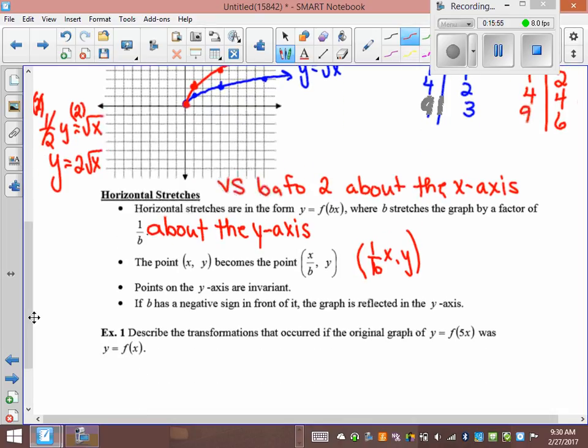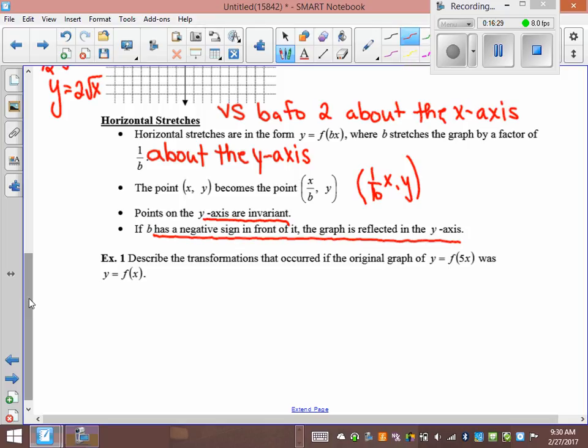So this time the points on the y-axis are invariant because you're multiplying all your x's by a number, and your x's on the y-axis are 0. So it's the same thing. And then if b has a negative sign in front of it, it's a reflection in the y-axis. So that's where we get that other reflection, right? If there's that negative with the x, then you have a reflection in the y. The only catch here is that b flips, just like the x, you said the opposite, right? It's the same thing.